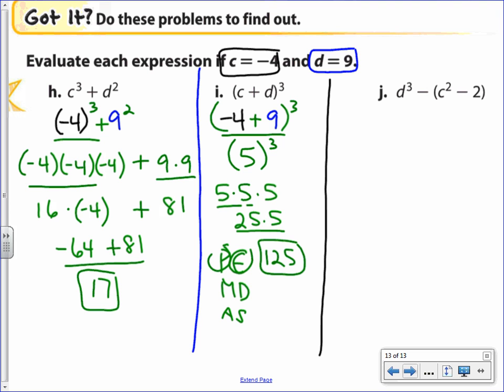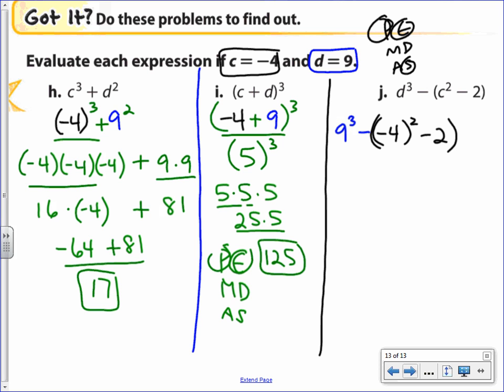Last one looks a little more complicated because I've got 3 different things going on here. I've got parentheses and I've got exponents, so I need to be really careful. My D is 9. That's 9 cubed minus. I have parentheses and I have a C. My C is negative 4. So I'm going to go negative 4 squared minus 2. Think about and consider your order of operations. Please excuse my dear Aunt Sally. I see parentheses, I see exponents, and I see subtraction.